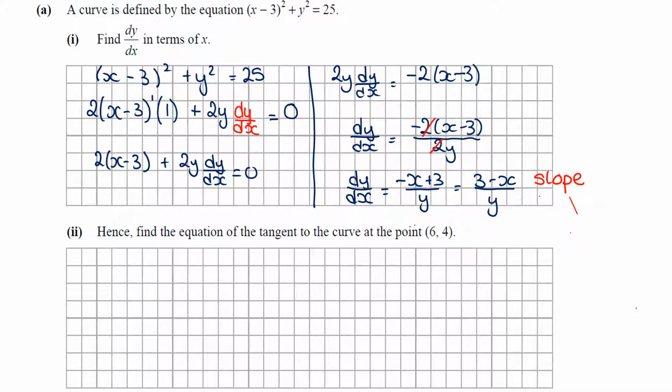Because see here, the next part of the question says, hence find the equation to the tangent to the curve at the point 6, 4. So they've given us a point which gives us an x and a y. And the formula for getting the equation is y minus y1 is equal to m bracket x minus x1. Now, I can, of course, use my point, however, I'm missing my m.